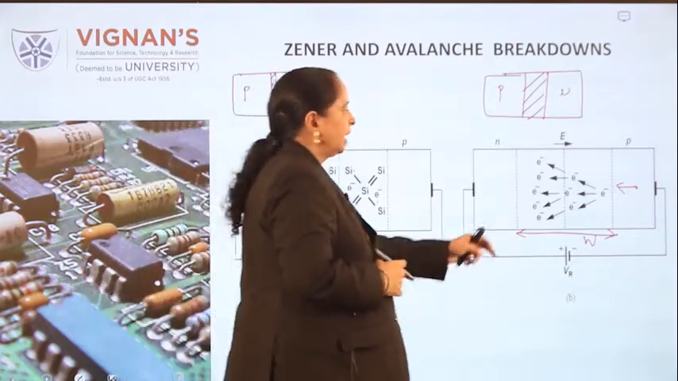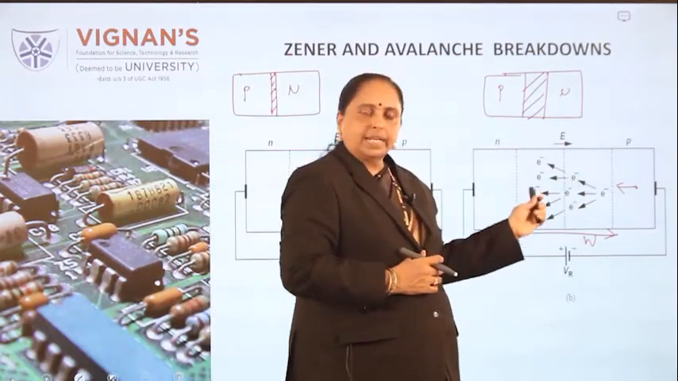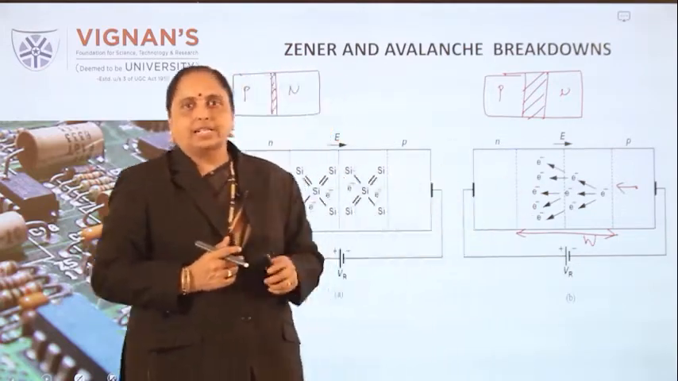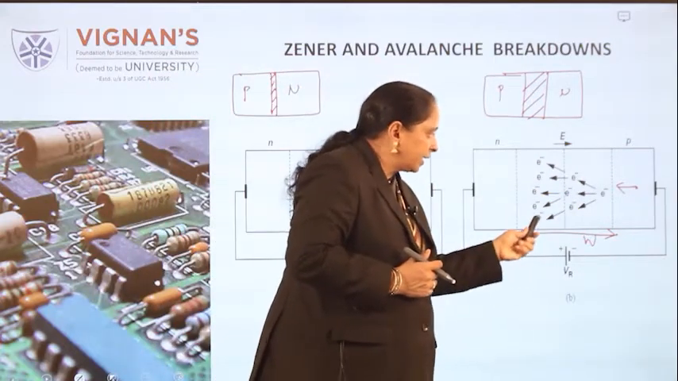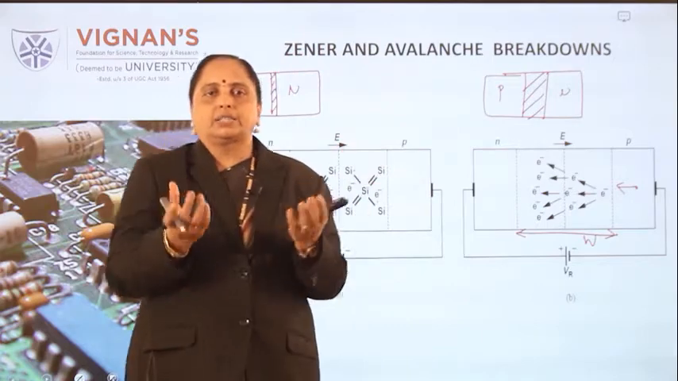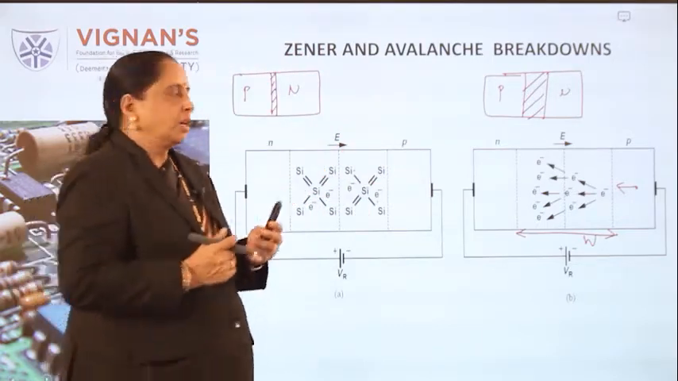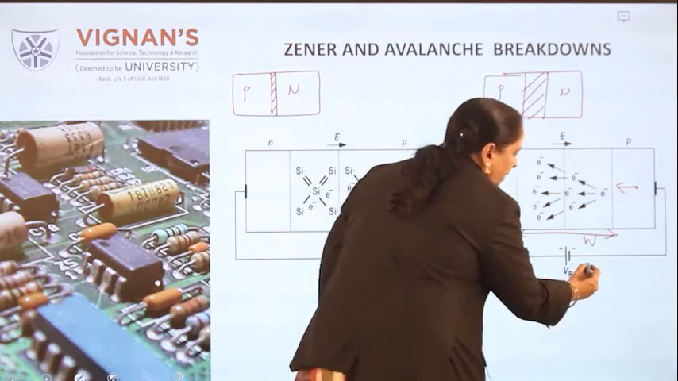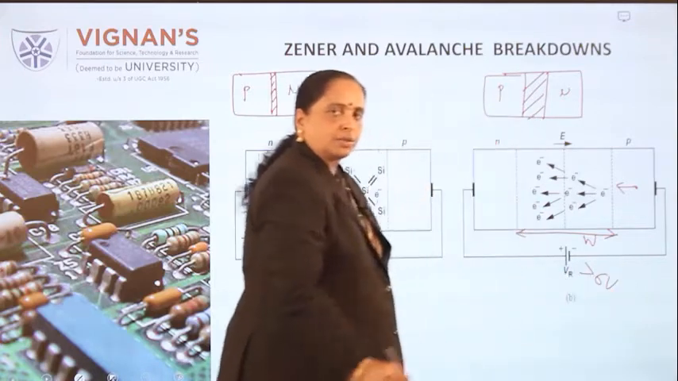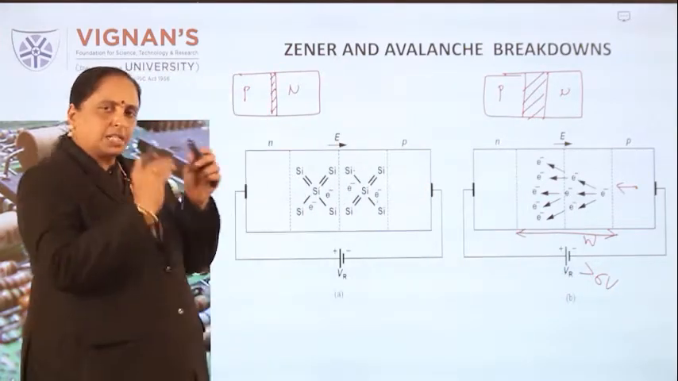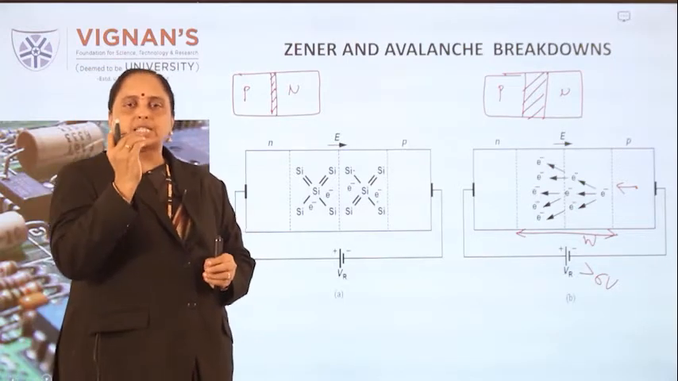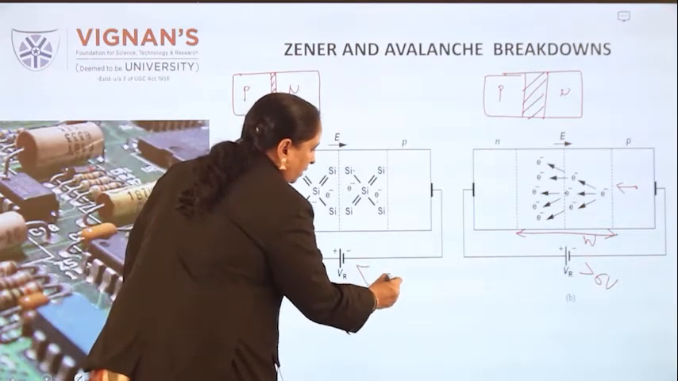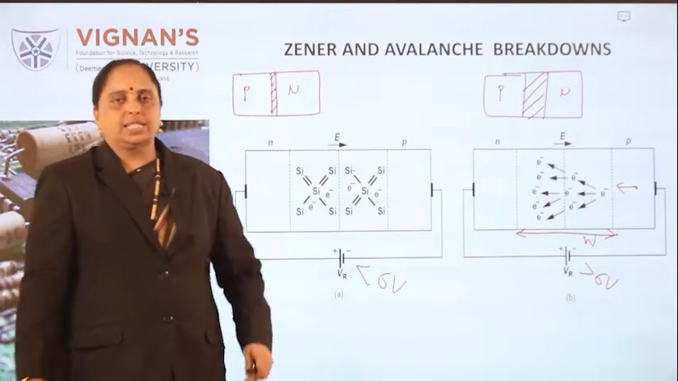Then again these electrons will hit the surrounding atoms and release more electrons. Therefore, the avalanche multiplication takes place. So one minority carrier creates a splitting generation of a large number of electrons. Because of this wide depletion width, the external voltage required must be greater than 6 volts. Whereas in case of a Zener breakdown, the depletion width is narrow, and a very small voltage is sufficient to start the Zener breakdown. Therefore, Zener breakdown is preferred when the applied reverse voltage is below 6 volts.